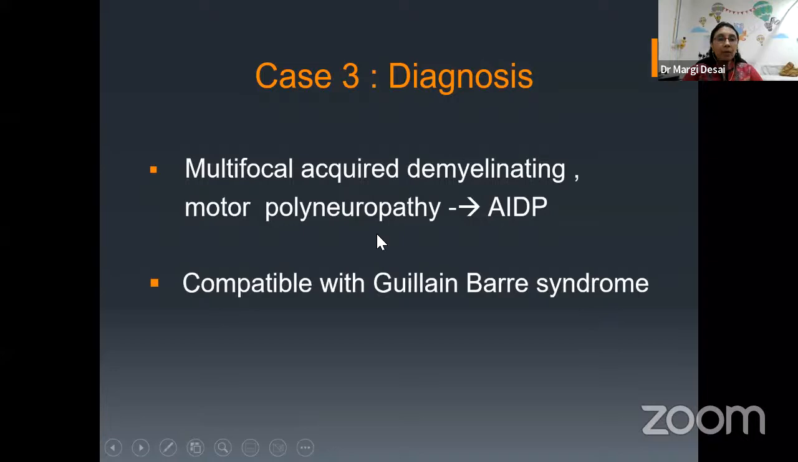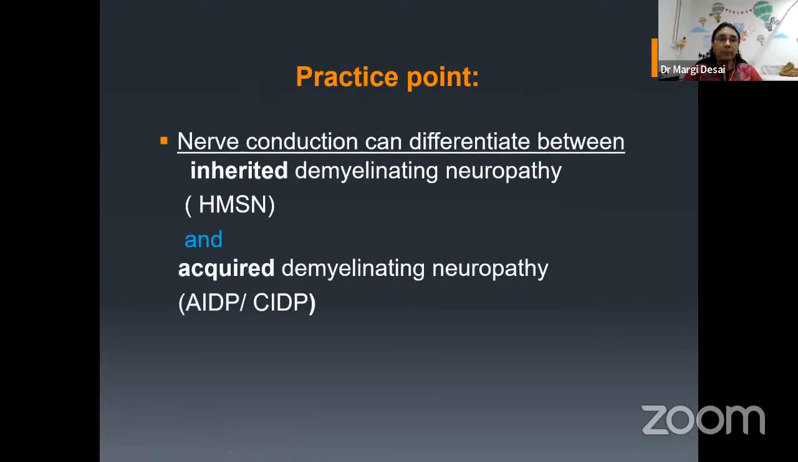So these diagnostic features that we saw in nerve conduction and EMG are usually evident by the fourth day or by the end of the first week. So nerve conduction is a diagnostic test of GBS in the first week of the illness.